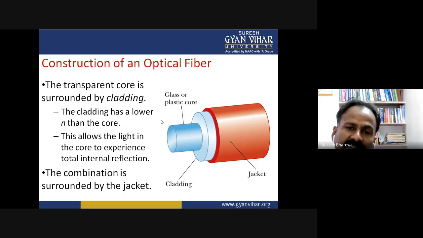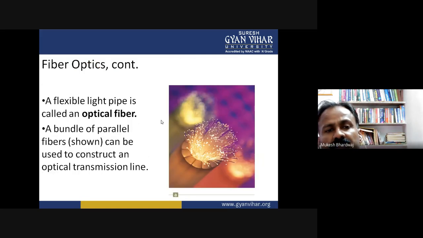This is the construction detail of an optical fiber. The transparent core is surrounded by cladding. The cladding has a lower refractive index than the core. This allows the light in the core to experience total internal reflection. The combination is surrounded by the jacket. A flexible light pipe is called an optical fiber. A bundle of parallel fibers shown can be used to construct an optical transmission line.